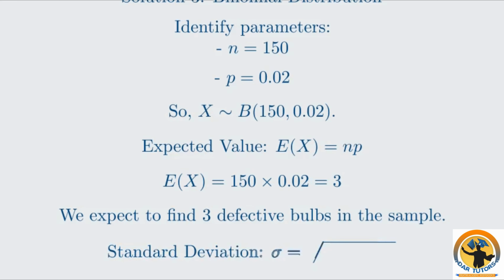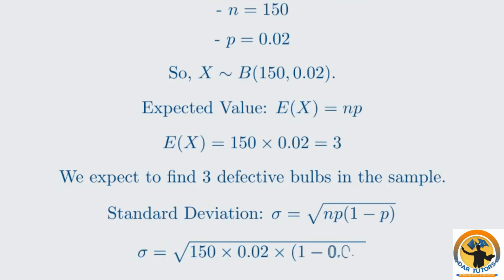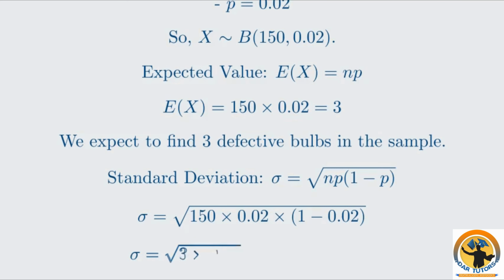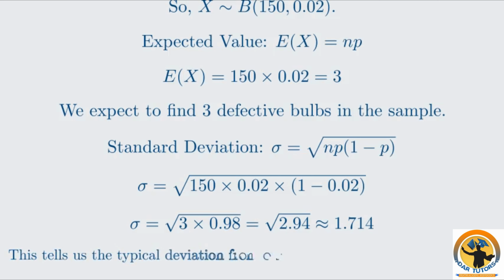The standard deviation is the square root of n times p times (1 minus p). This is the square root of 150 times 0.02 times 0.98. The result is approximately 1.714. This tells us the typical deviation from our expectation of 3 defective bulbs.